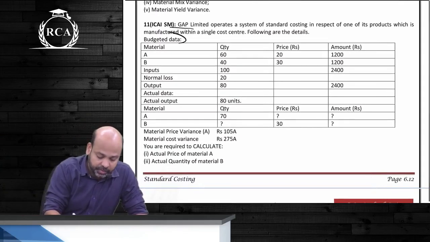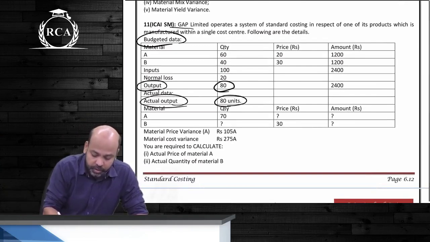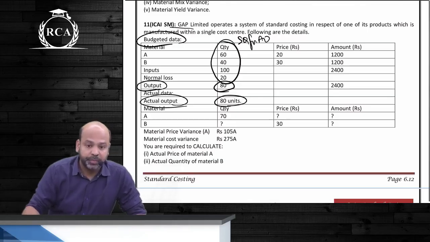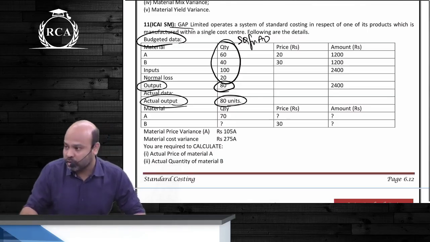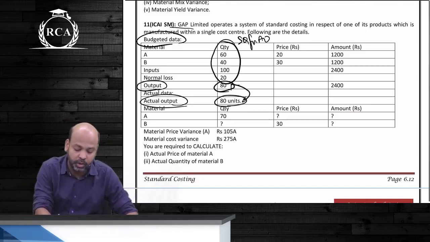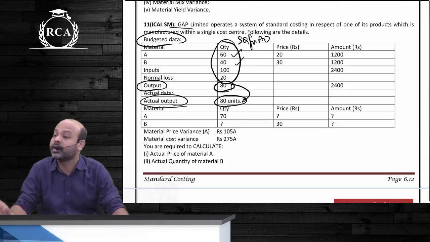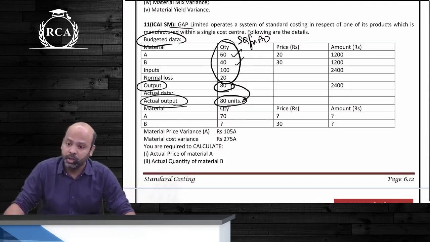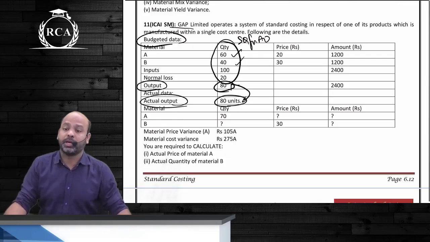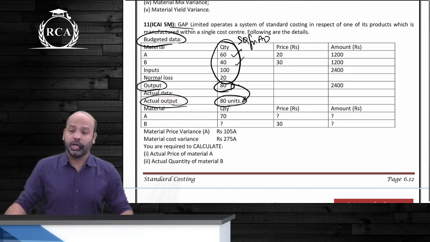According to budgeted data, what is the output? And what is the actual output? So this itself is standard quantity for actual output. There's no need for you to recompute standard quantity for actual output. If budgeted and actual output were not the same, you had to recompute what should be the standard quantity for actual output. But the fact that budgeted output is equal to actual output, whatever is given for budgeted, that itself will now become standard quantity for actual output. Are you all understanding this?